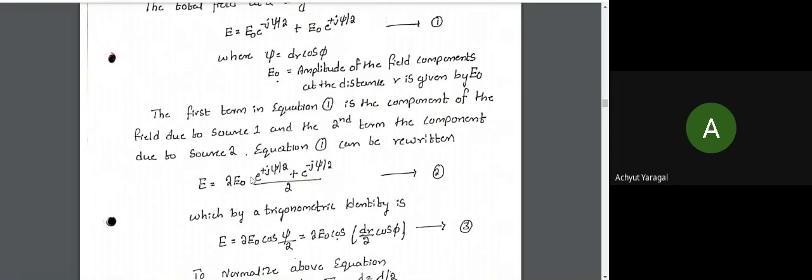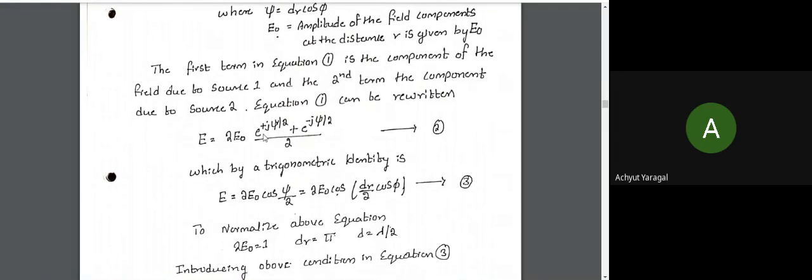This is equation number 1, the total field of the two sources. This is from source 1 and this is from source 2. The first term in equation 1 is the component of the field due to source 1, and the second component is from source 2. So just adding and multiplying by 2, what we get? You know e raised to plus j psi by 2 plus e raised to minus j psi by 2, divided by 2, is nothing but cos psi by 2.